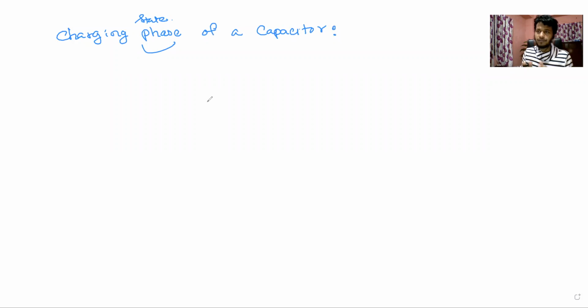Now if we want to charge any capacitor, of course we will need a power supply, isn't it? Like when we want to charge our mobile phone, of course we need some power supply. So if we want to charge a capacitor, we will need a power supply. That means we have to take a battery, isn't it? So let us take a parallel plate capacitor at first.